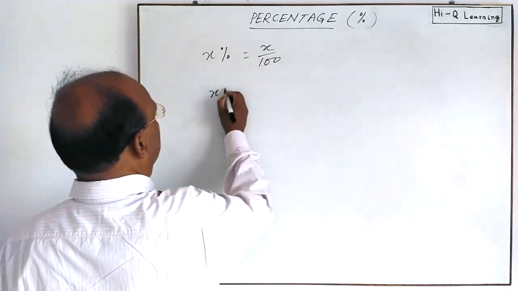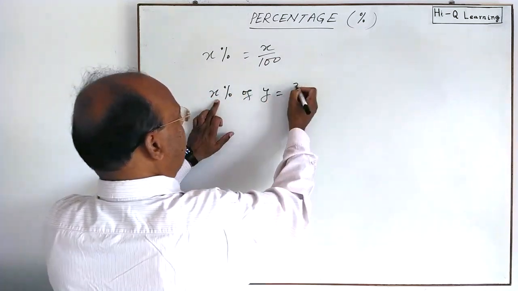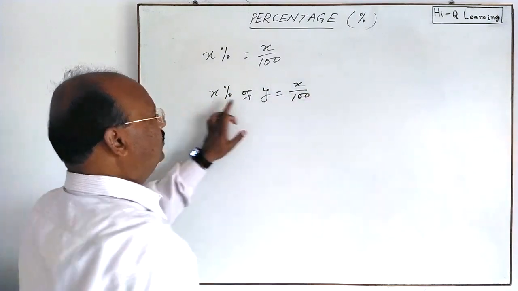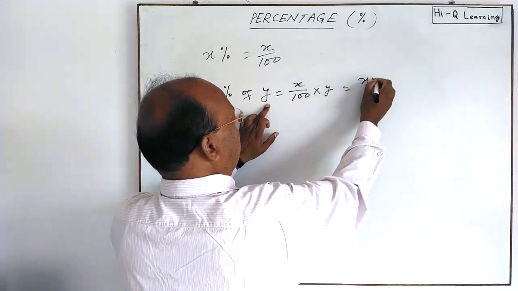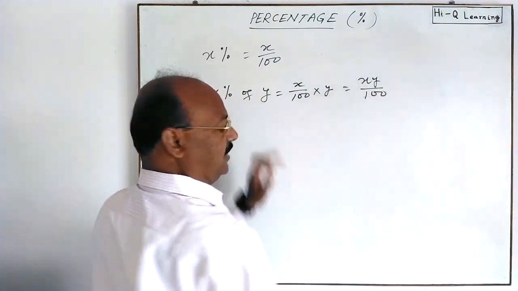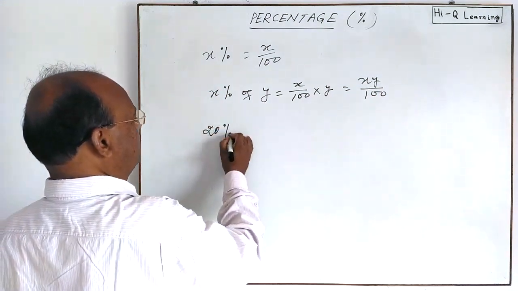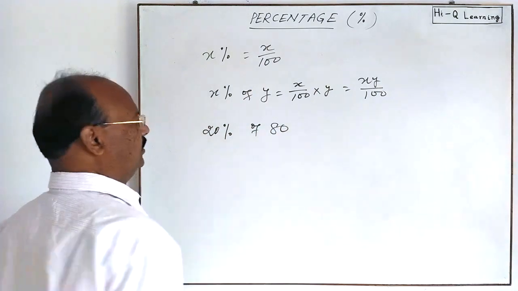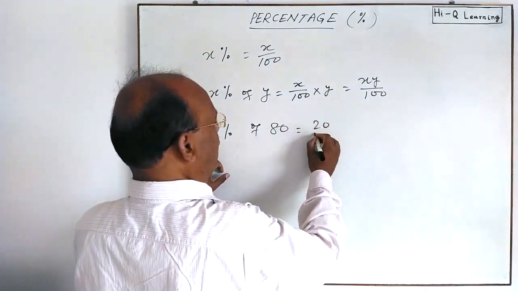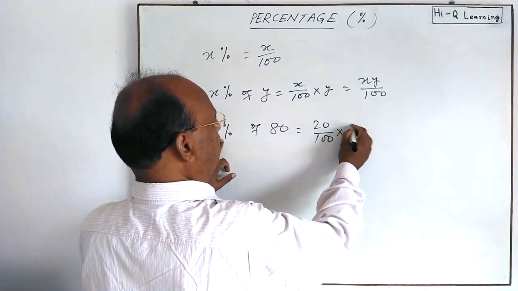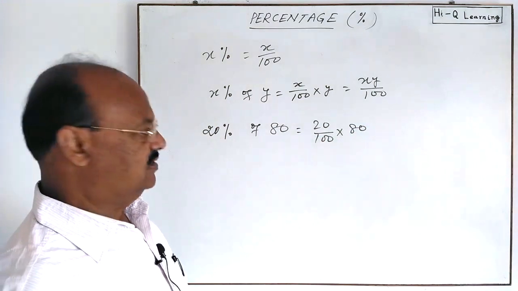And whenever you write x percent of y, then x percent means x by 100, and you know of means multiplication into this is y. So simply this is xy upon 100. Simply if you have to calculate 20% of 80, how to calculate it? Very simple. 20% means 20 by 100 into 80. Simplify it, we'll get the result.